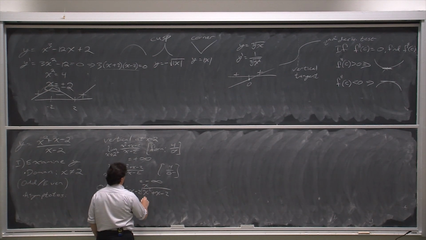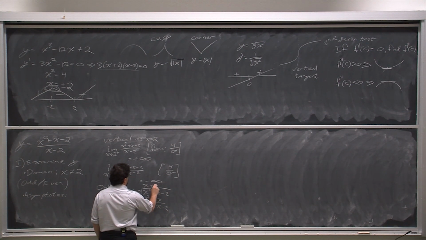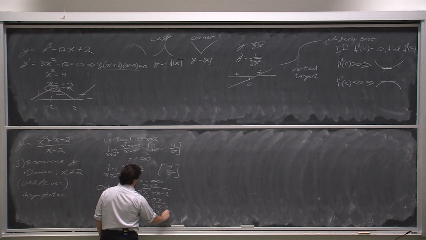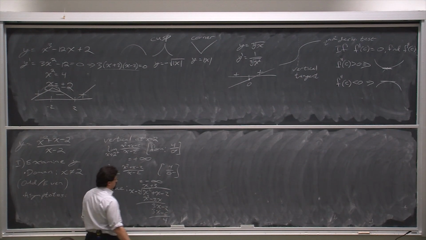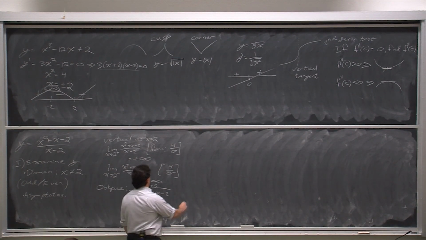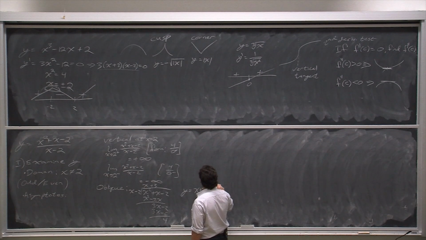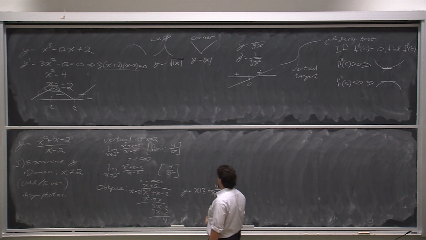Right, so x over here gives us x squared minus 2x. We subtract, get 3x minus 2. So this is plus 3, 3x minus 6. Subtract that, gives us a 4. So y is equal to x plus 3 plus 4 over x minus 2.